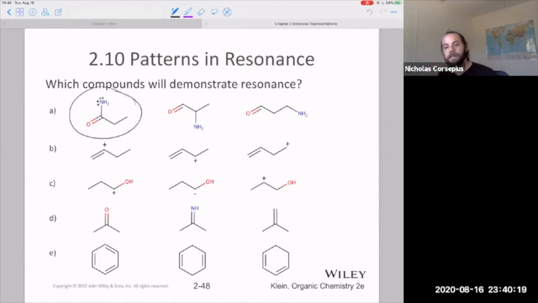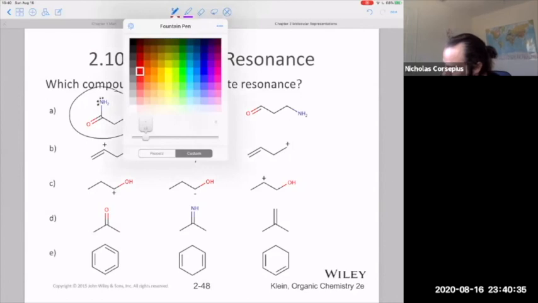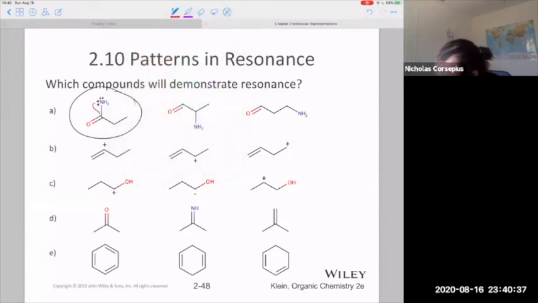For A, it is this compound here that exhibits resonance, and that's because we have a lone pair located in an allylic position. Remember, allylic lone pairs exhibit resonance. That's what you see here. This pair of electrons can come down, and this pair jumps up here. All right, so the allylic position was one of those you want to be able to spot.